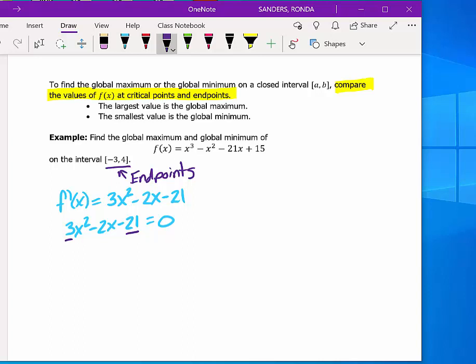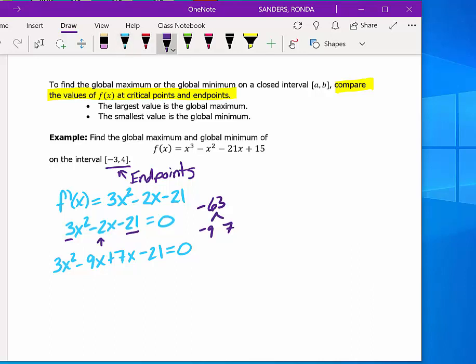Do 3 times -21, we get -63. We need two numbers that multiply to give -63 and add to give -2. They would be -9 and +7. So we're going to separate that middle term and rewrite as 3x squared minus 9x plus 7x minus 21 is equal to 0. Once we have created four terms, we can factor by grouping.